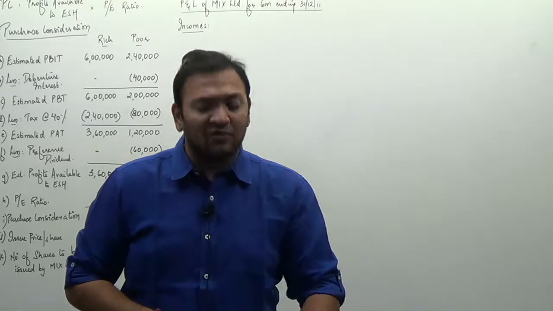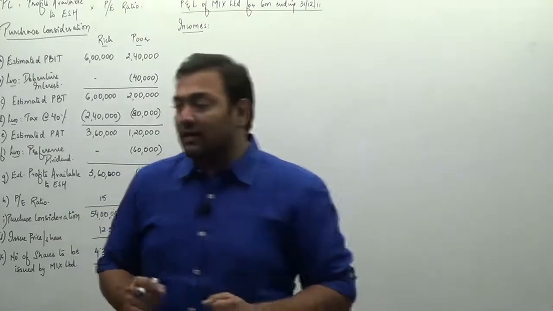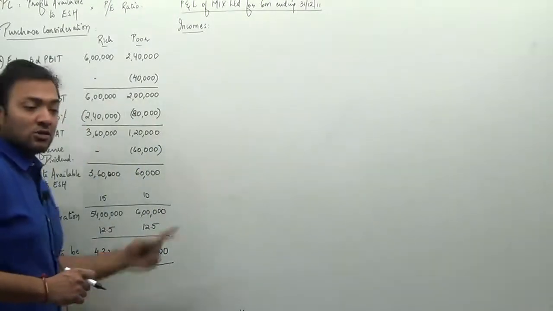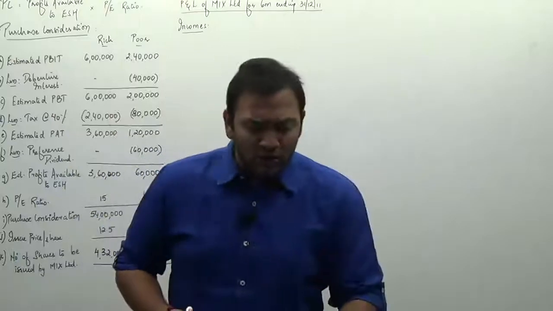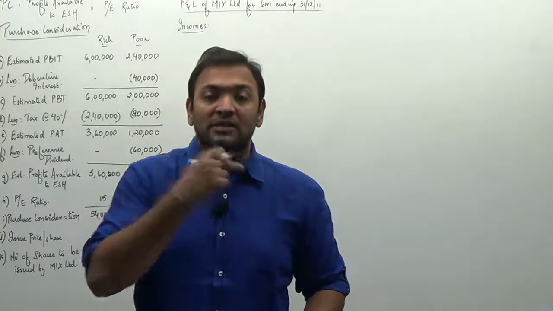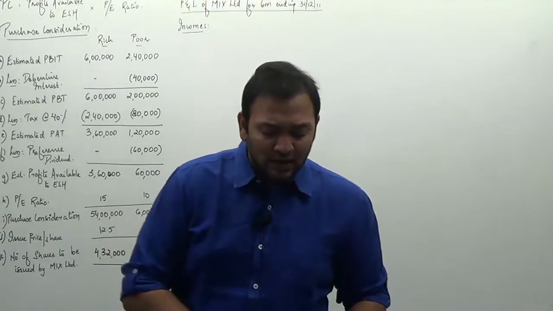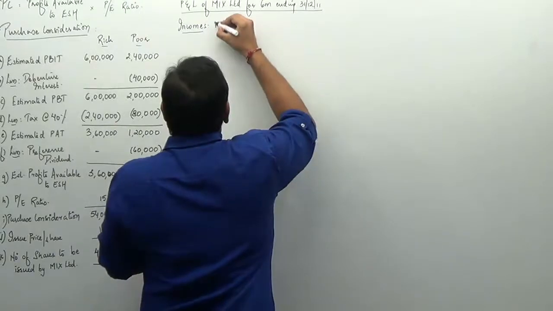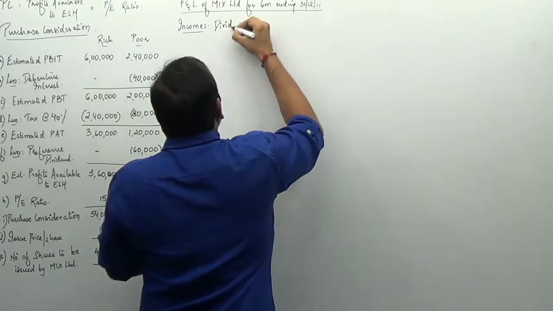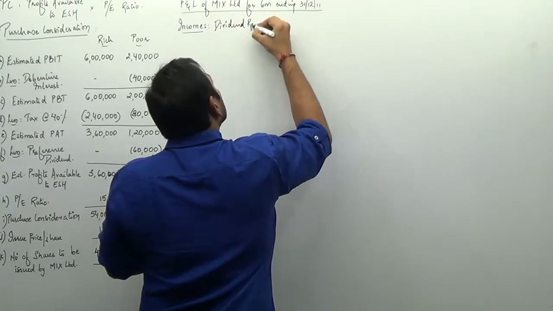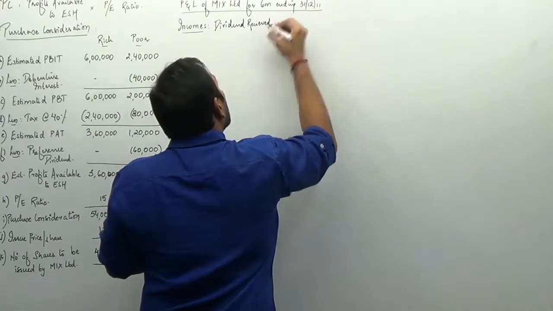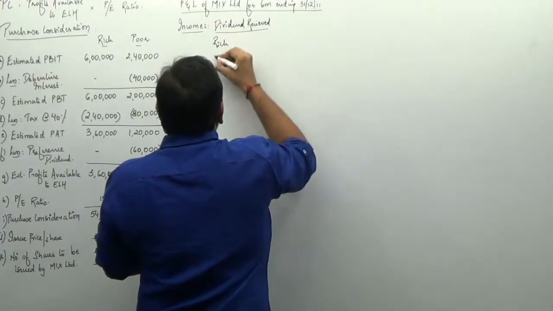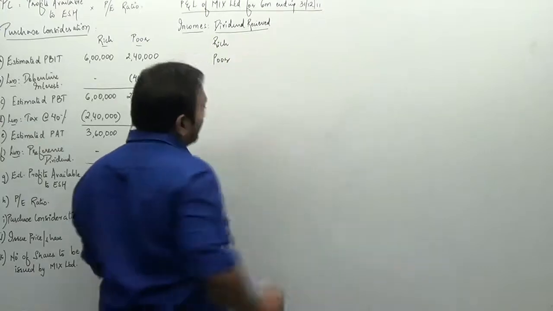Rich Limited is paying dividend at 5%, and Poor Limited at 2%. The entire shareholding is now held by Mix Limited. You have already acquired all the shares. So once you have acquired all the shares, all this dividend declared by Rich and Poor will be received by Mix. So let's try to calculate 5% for Rich and 2% for Poor. Incomes are dividend received from Rich and dividend received from Poor.